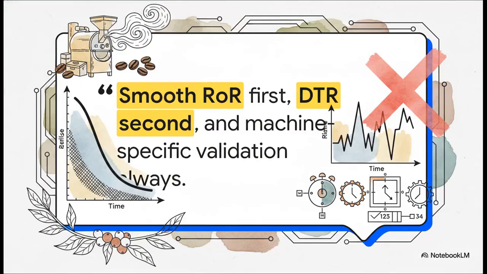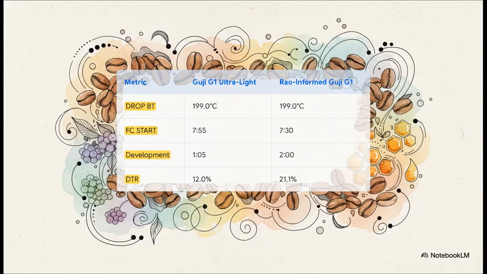Now, a lot of people hear Rao and they immediately think DTR, development time ratio. And yeah, that's part of it, but it's not the main thing, not by a long shot. The real goal, the number one priority, is a smoothly, constantly declining rate of rise, the ROR. That's just the speed the beans are heating up. You never want it to stall or jump back up. DTR is a great thing to check after, but that smooth ROR curve, that's the holy grail. So let's see what that actually looks like in practice.